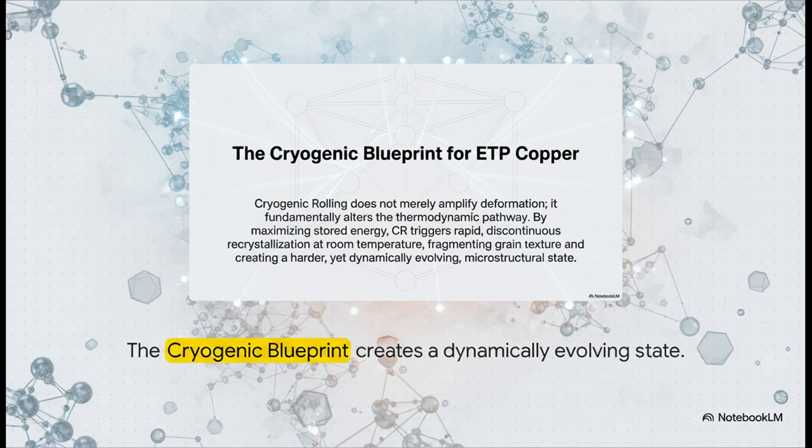And that brings us to the big, overarching takeaway, the cryogenic blueprint. You see, cryogenic rolling doesn't just amplify deformation, it fundamentally rewires the material's thermodynamic pathway. By maximizing that stored energy, it creates a microstructural state that is inherently harder, yes, but also dynamically evolving and softening the moment it hits room temperature.